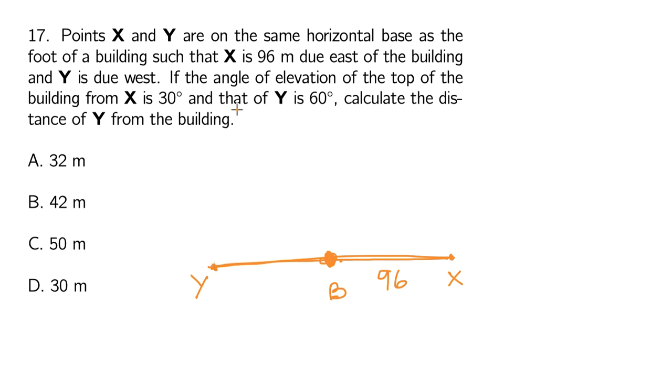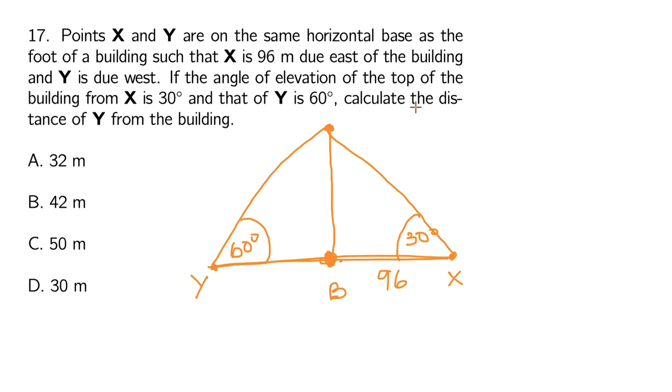And then it says if the angle of elevation of the top of the building from X is 30 degrees. So this tells us, as we should have known, that our building has a height, and it's saying that the angle of elevation of the top, so this is the top of the building, from X, so from here, the angle of elevation, it says, is 30 degrees. So we have 30 degrees here, and the angle of elevation from Y, it says that one is 60 degrees.